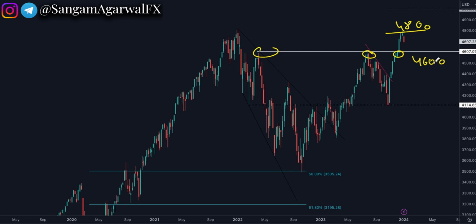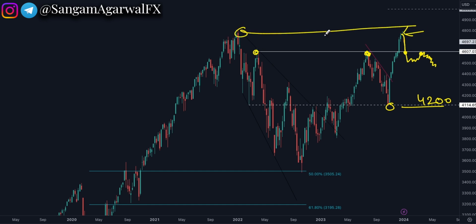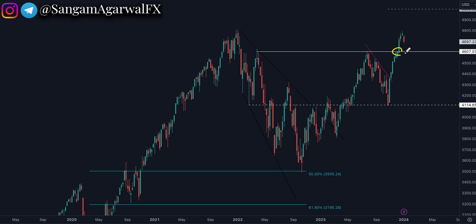This is your first support. If this level breaks out, first wait for the reaction, and what the news will be at that time when that level is retested. On a breakout and retest, you will sell, and you will keep selling until 4200. To confirm the top, to confirm the double top, we need a breakout below 4600.